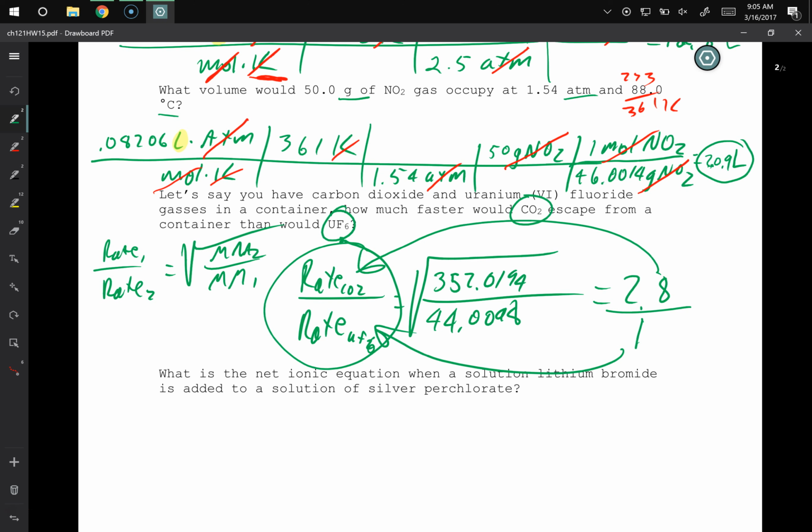So what's the answer to this question? That the CO2 is moving 2.8 times faster. And the other way to answer this would be that the uranium hexafluoride is moving 0.36 times slower, which is harder to think about for me, at least.